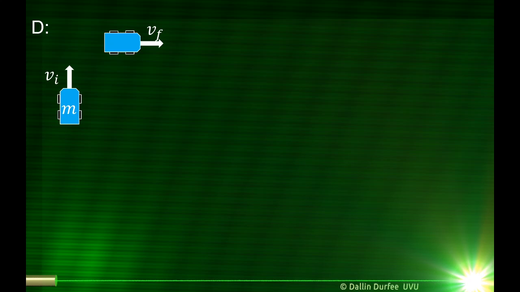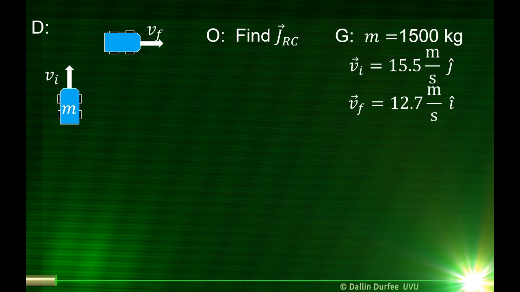I initially have a car which is going north, going in the plus y direction with an initial velocity and a mass. And then it stops, turns right, and speeds up again so that it has a final velocity which is going in the plus x direction. And our objective is to find the impulse that the road gives to the car. Our givens are the mass of the car, the initial velocity, which is in the j hat direction, and the final velocity, which is in the i hat direction.